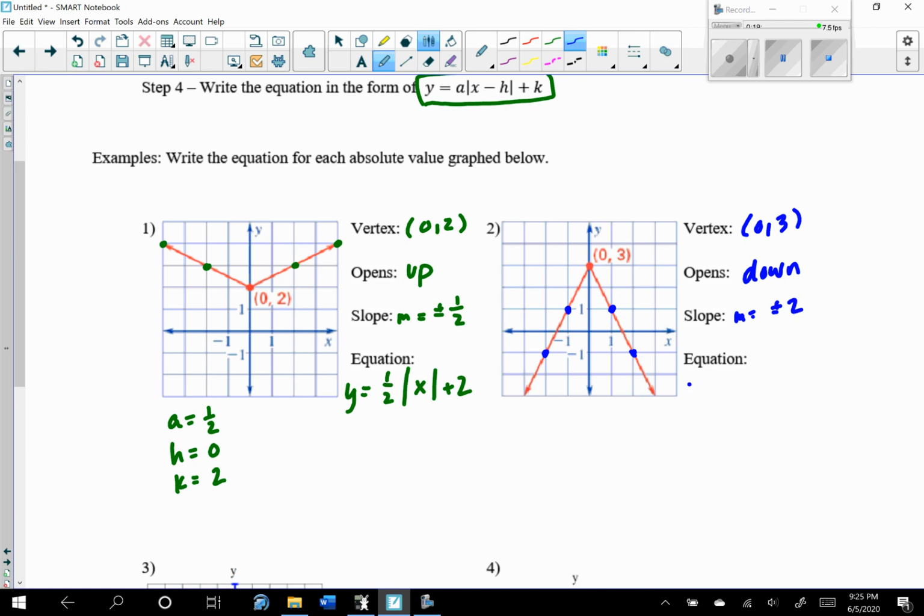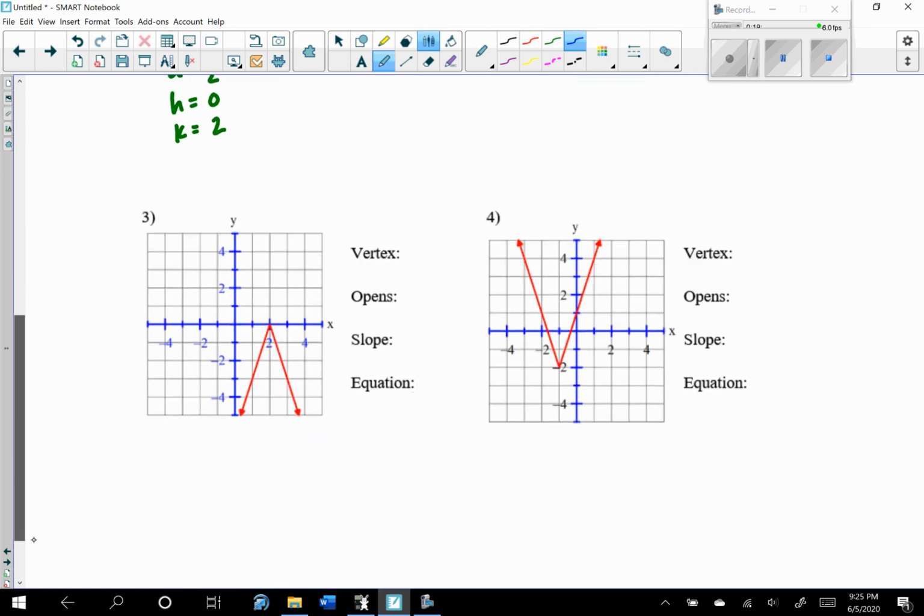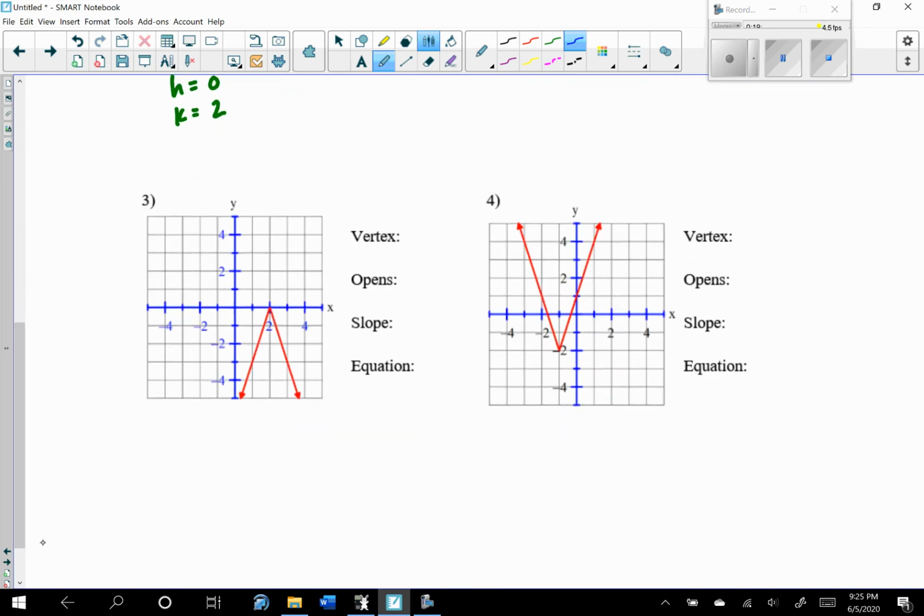So the equation is y is equal to our A value. It has to be negative because it opens down. So -2 times the absolute value of x minus h, which is -0, which we don't need to write, and then plus 3. So why don't you guys go ahead and see if you can do these next two equations on your own, and then when you're done, you can unpause the video.